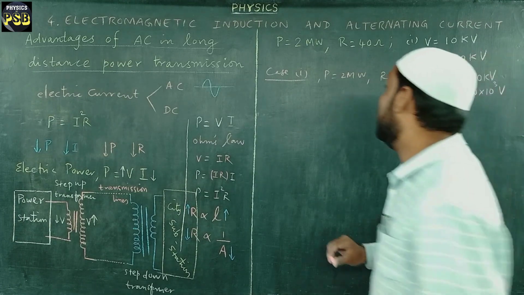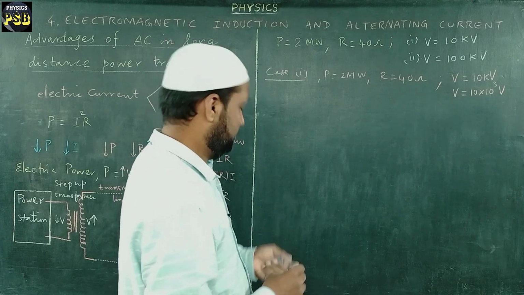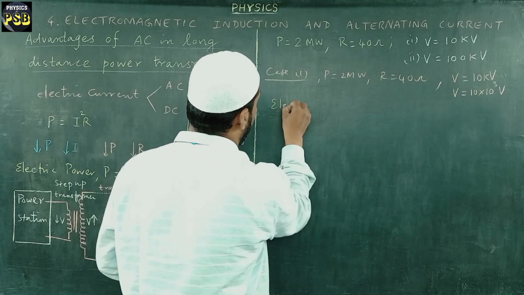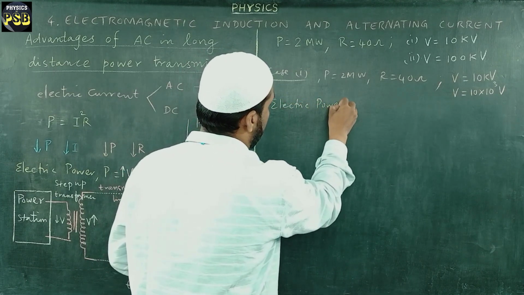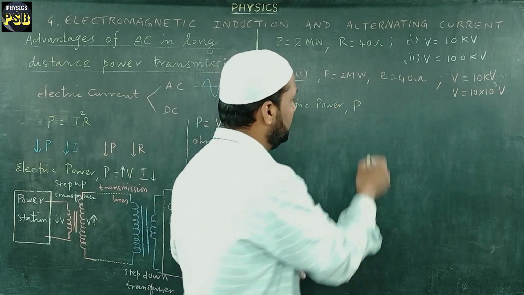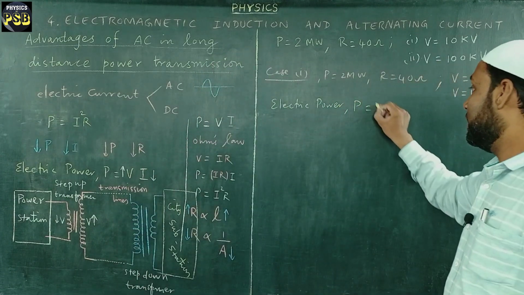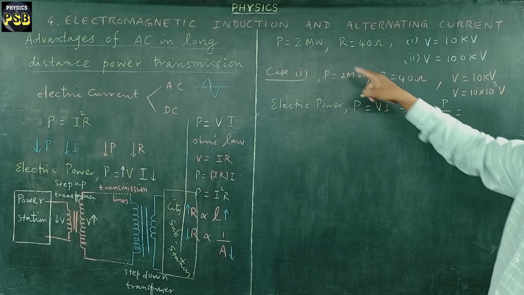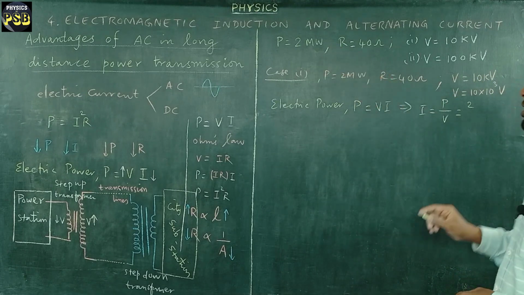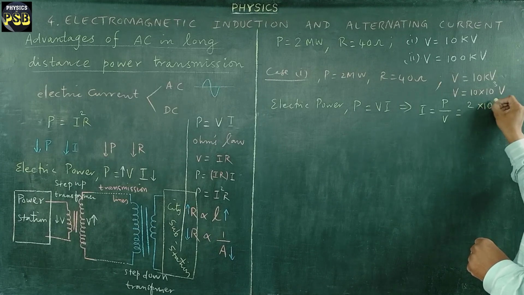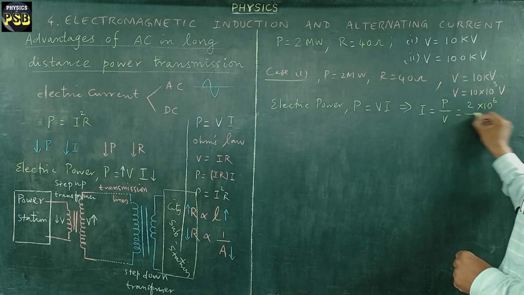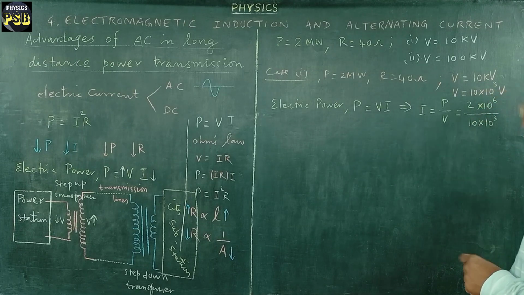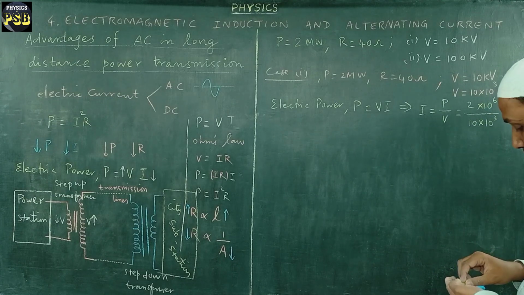Now, before going ahead, I am going to find out the value of I. Well, we know electric power P is the product of voltage and current. Now from this, I equals P upon V. And what is P here? 2 megawatt. Mega means 10 power 6. So 2 into 10 power 6 watt divided by voltage. Voltage is 10 into 10 power 3. Now let's simplify this.